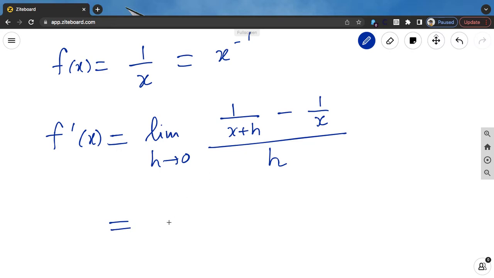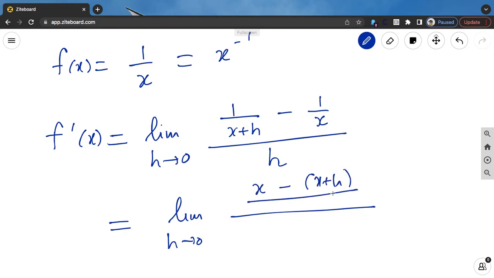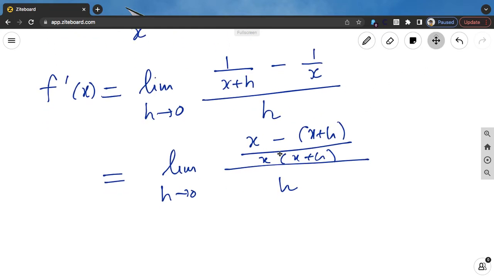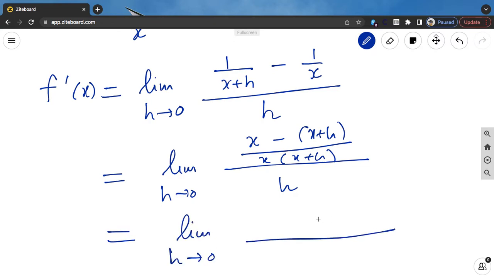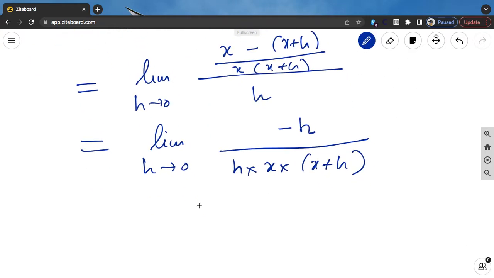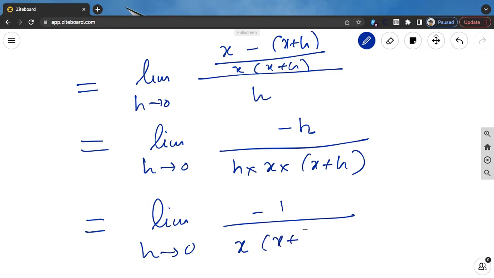Okay, I have to simplify. So I'll take LCM in the numerator. So limit as h tends to 0 x minus x plus h upon x times x plus h, upon h. Upon opening the brackets in the numerator, I will get minus h upon h into x plus h. Well, the h and h get cancelled because h is not 0, it is only tending to 0, and I'm left with limit as h tends to 0 minus 1 upon x times x plus h.